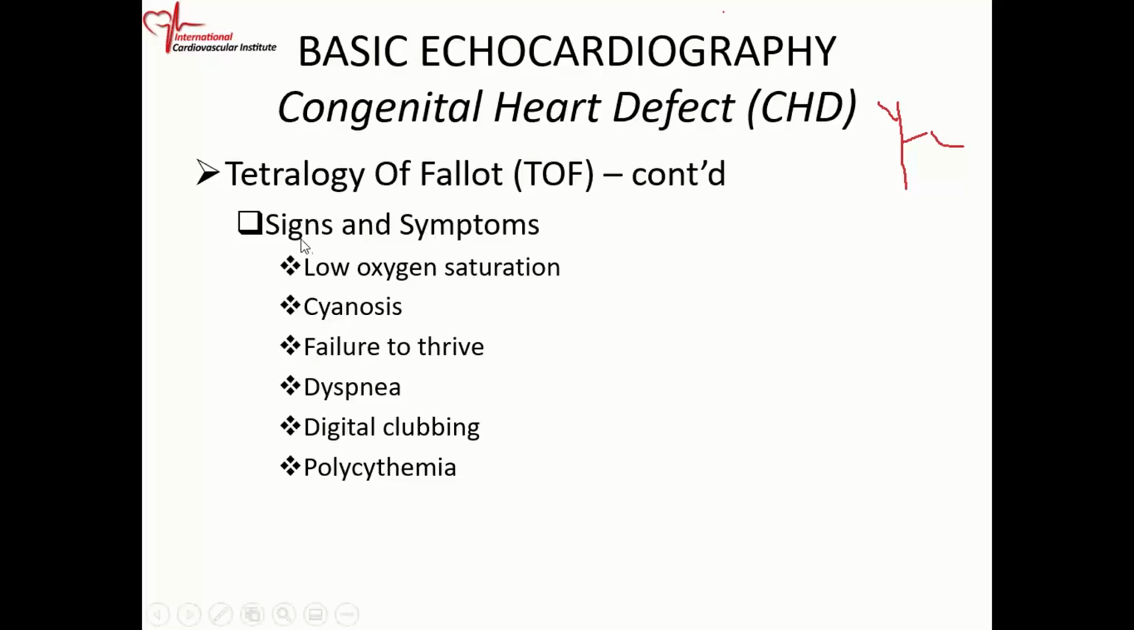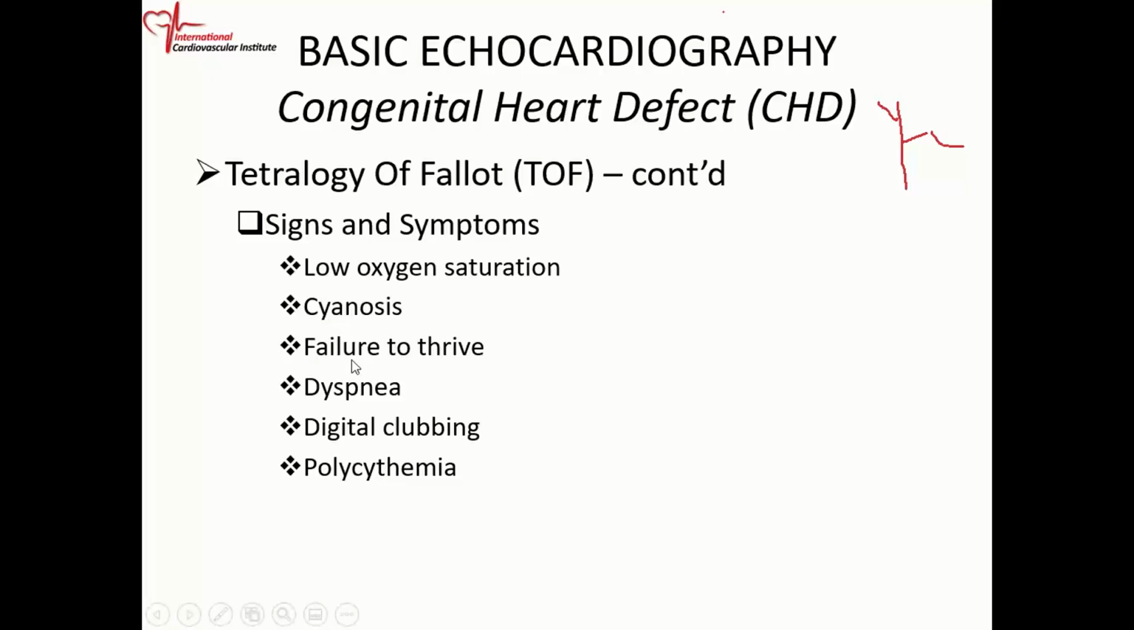Okay? So you have low oxygen saturation. Okay? It can be cyanotic because the deoxygenated blood cannot get into the pulmonary circuit. So blood is going to flow across that ventricular septal defect into the left ventricle and then out through the aorta. So you're going to have deoxygenated blood in the aorta, so the patient's going to look blue, so cyanotic.